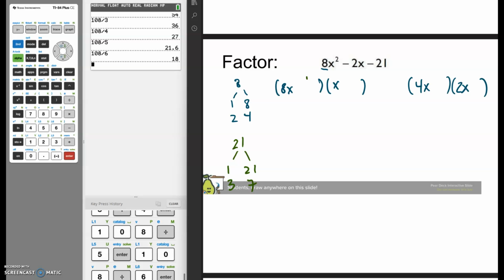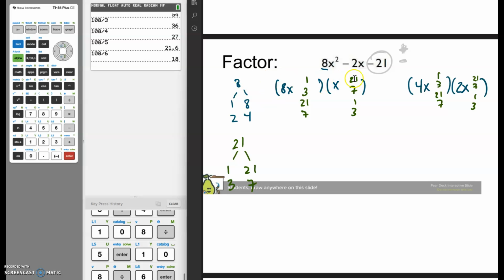It's not all positive this time, so something is going to have to be negative in this case. But anyway, it could be 1 and 21, it could be 3 and 7, it could be 21 and 1, it could be 7 and 3, and those options kind of go in both. We don't know which could be which, and at this point, it's about your number sense here about how to make this faster. If you think about our signs again, something has to be a plus, something has to be a minus, because that negative 21 means we have a positive number times a negative number.